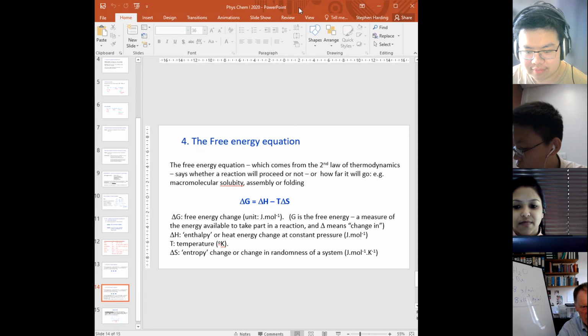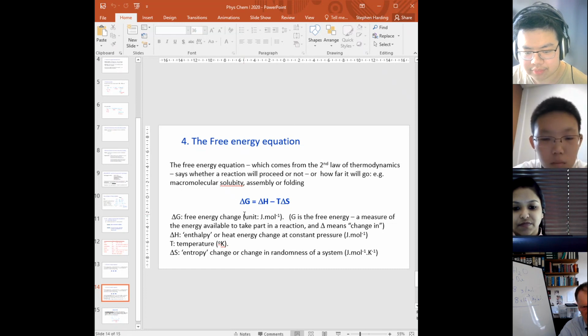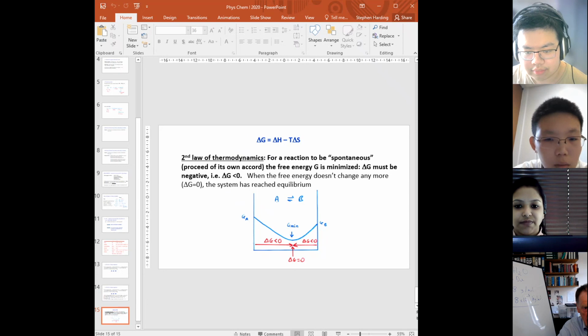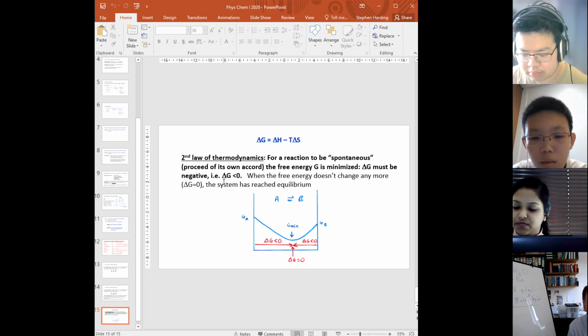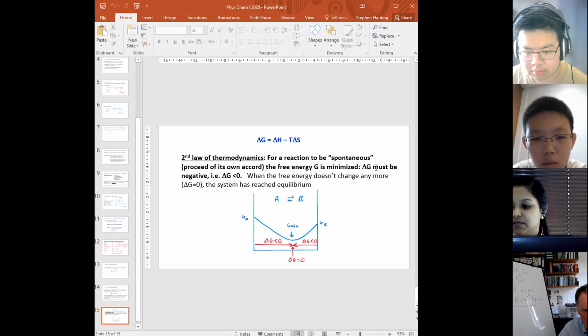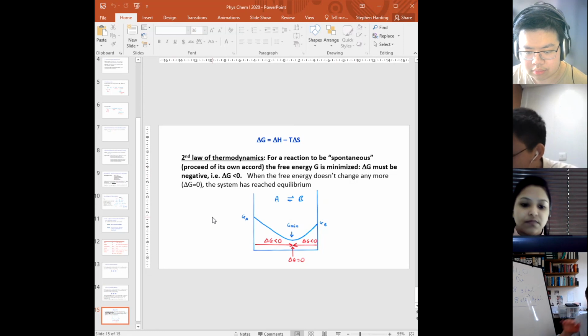All right. So it's a very important equation in biology, of course, in chemistry. And basically, the second law of thermodynamics is that for a reaction to be spontaneous or proceed of its own accord, the free energy is minimized. So a system doesn't like energy to be around. It wants to get rid of it if it can. And for a reaction to be spontaneous, the free energy change has to be negative, so that the total free energy is minimized. So a reaction will proceed so that free energy is lost.